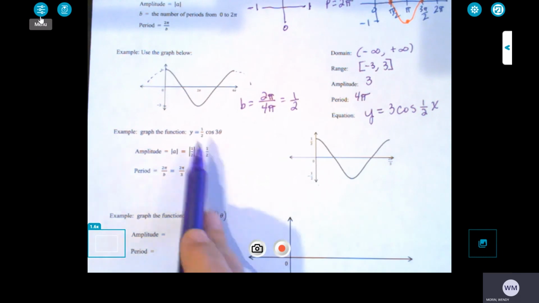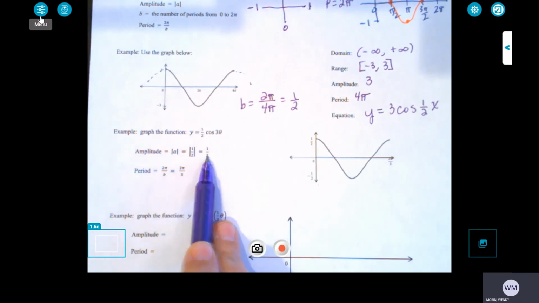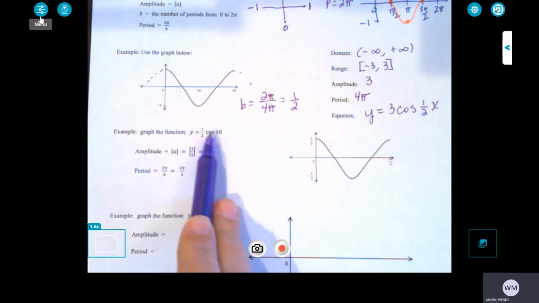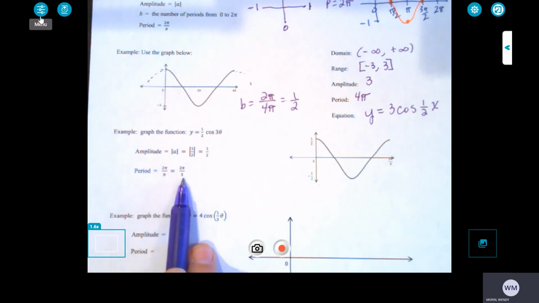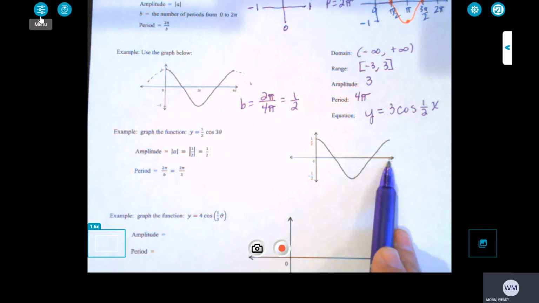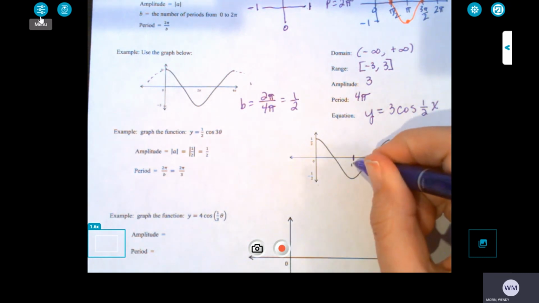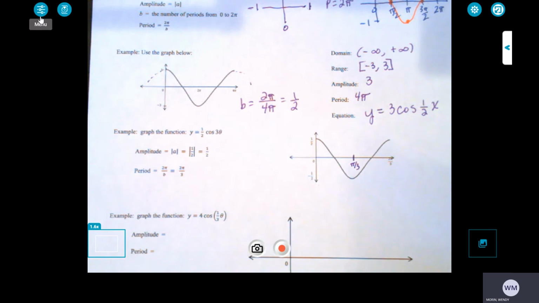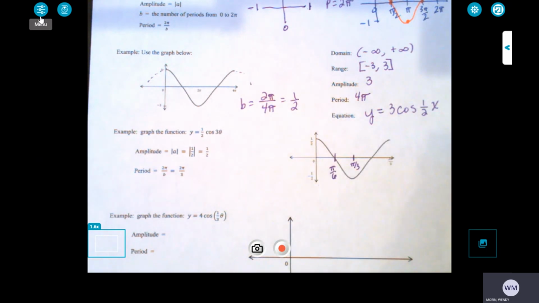All right. So amplitude, still absolute value of your A value. Amplitude is a half. Your B value is 3. So the period is 2 pi divided by your B value, just like it was for sine graph. So you have 2 pi over 3. So your period is 2 pi over 3. Half of 2 pi over 3 is pi over 3. Half of pi over 3 is pi over 6.